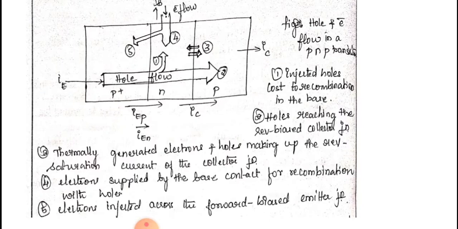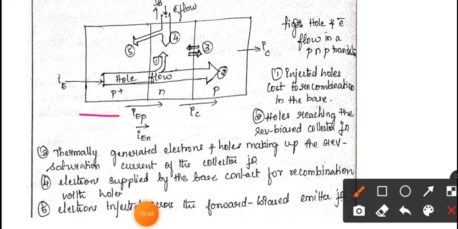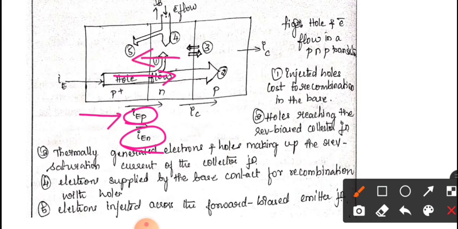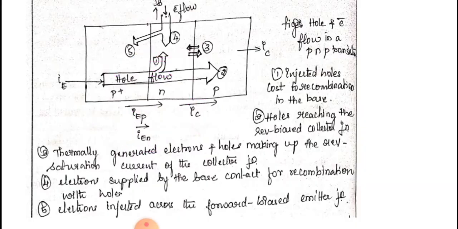And here one more thing has been marked, IEP. IEP is the emitter current due to holes, and there is also emitter current due to electrons. Due to the hole movement we have emitter current here, and due to electron movement there will also be some amount of emitter current. So that is IEN. Holes will be moving in this direction, opposite to that current will flow, that is IEN, and this is IEP. So actually IE is nothing but the combination of these two, IEP plus IEN.